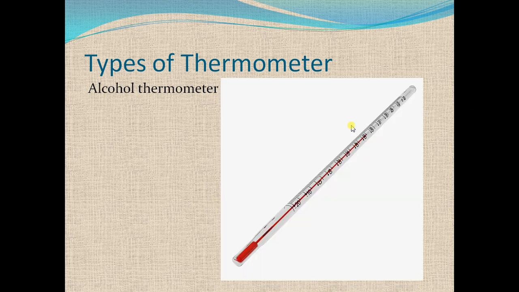The next thermometer is the alcohol thermometer. An alcohol thermometer contains alcohol, as you can see here. This is an alcohol thermometer. It is cheap and easy to use. It can measure very low temperatures because alcohol does not solidify even at minus 115 centigrade. It is used in laboratories, refrigerators and deep freezers.